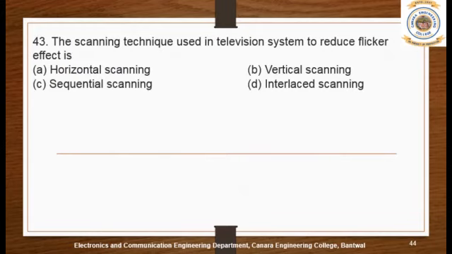Then the scanning technique used in the television system to reduce the flicker effect. Normally in a television system they may use two types of scanning: one is interlaced scanning, one is progressive scanning. That depends on the device we are using. Here, the television system uses interlaced scanning.